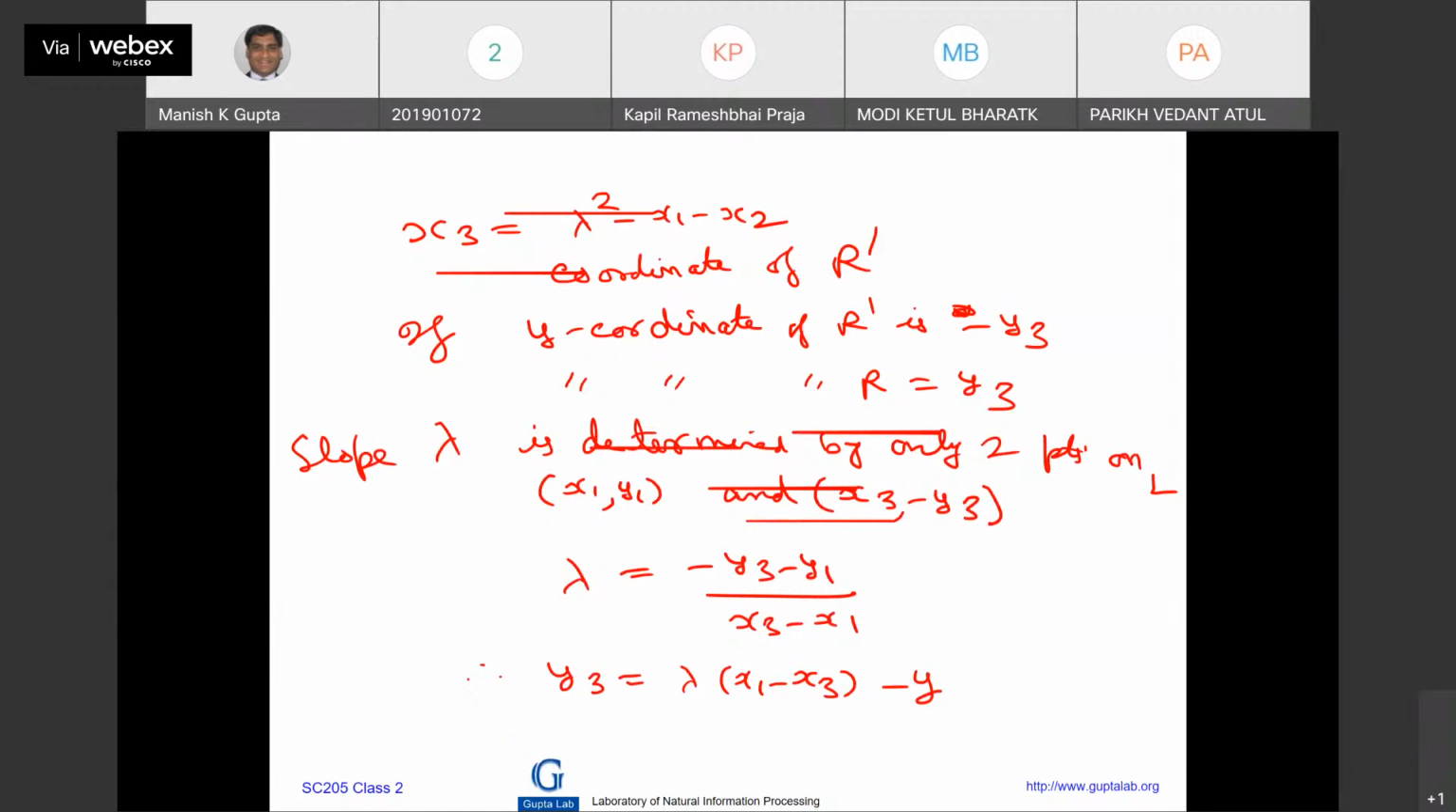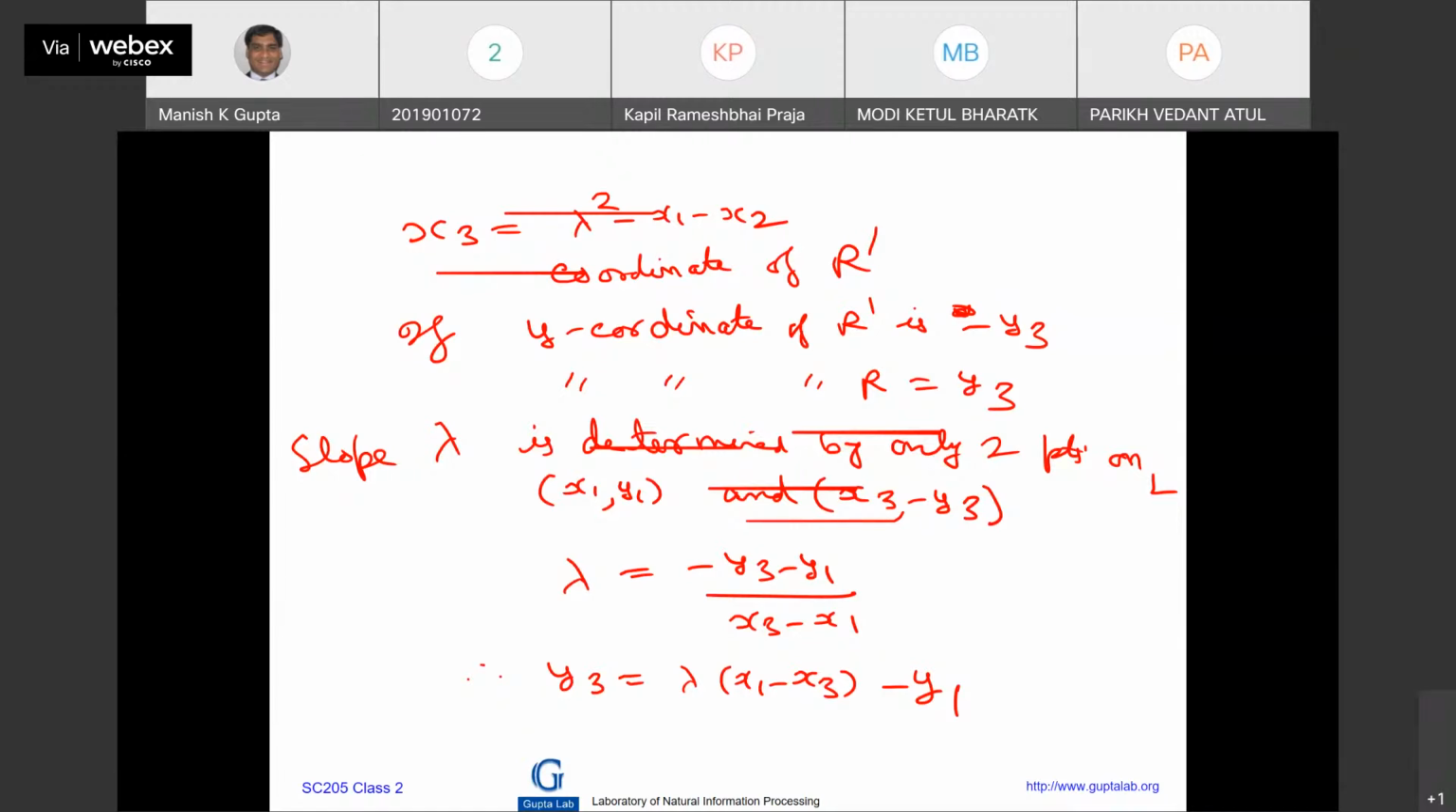Basically, the slope can be determined by only 2 points on the curve. One point is this, the second point on the curve is x3 comma minus y3, since R prime means the intersection. So the slope is this, and I can find it out. So lambda is known to us, and what is not known is y3. So y3 we can find out. This is y1, so y3 is equal to this. So basically, I have found a formula.